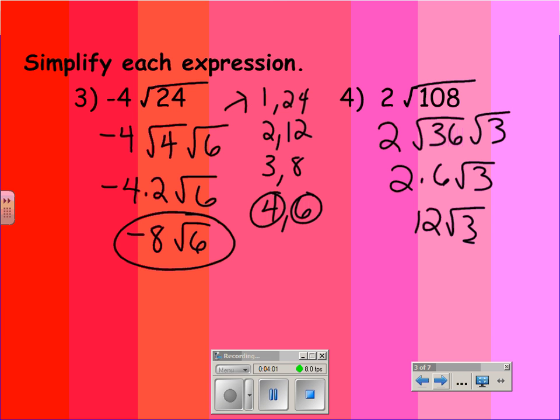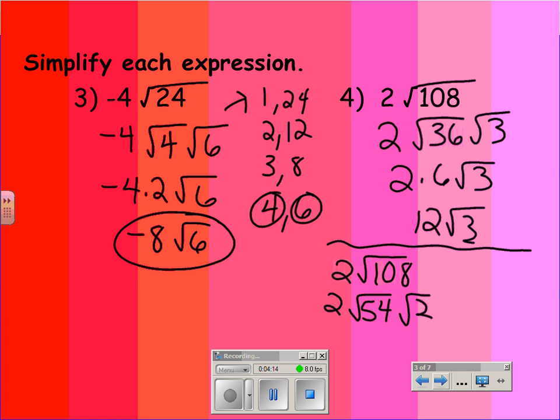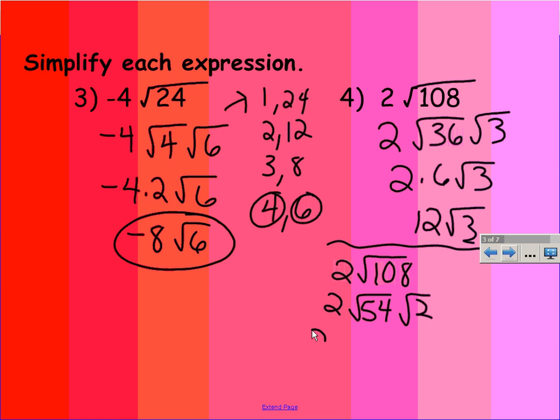Now let's say that you didn't recognize that right away. Let's say you just broke 108 down into 54 and 2 instead. Well, the 54 could be broken down into 9 and 6, and I still have the radical of 2 here. So what can be combined then? 2 times 3, and then we have 6 times 2, which is 12, and then you'd have to break that down again.